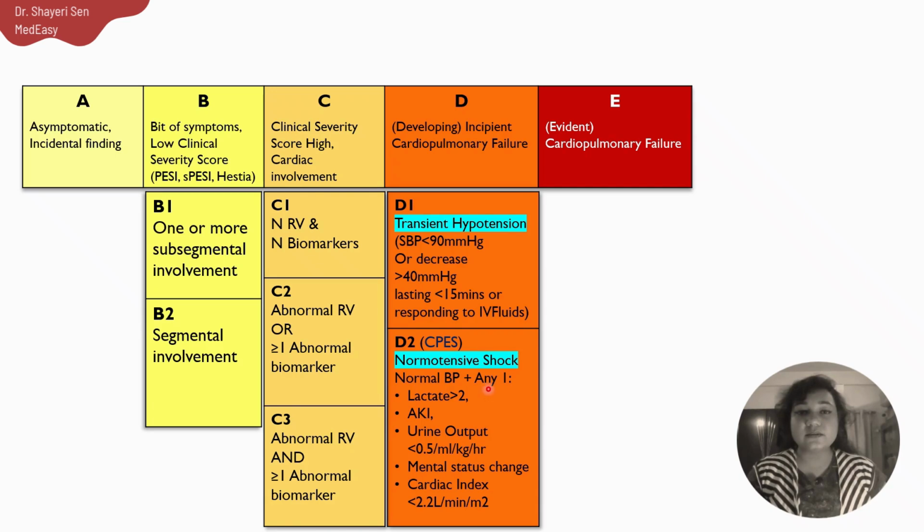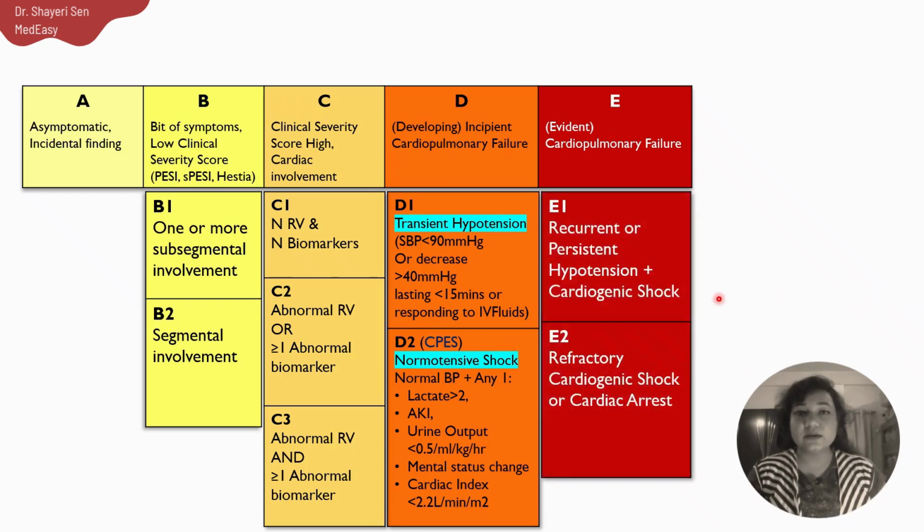Now what's normotensive shock? Normotensive, so normal BP plus any one feature suggesting a shock at the tissue level, which could be a lactate more than 2, or a developing AKI, or a low urine output, or a new onset mental status change, or a low cardiac index, right? So these patients have normotensive shock. BP is normal, but at the tissue level there is shock.